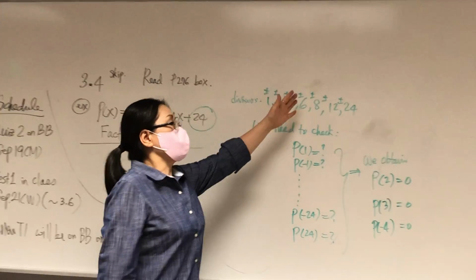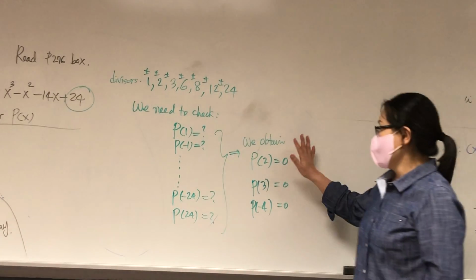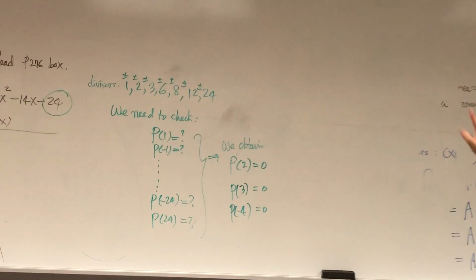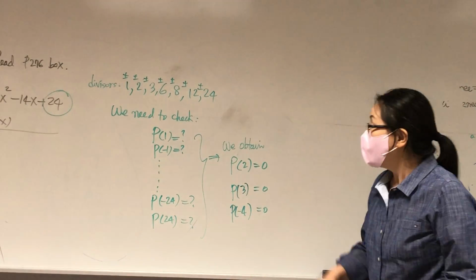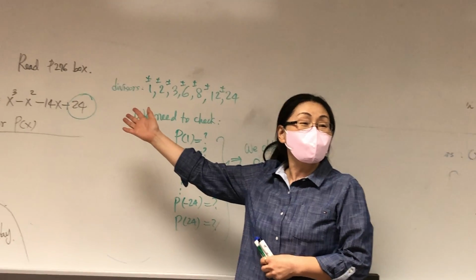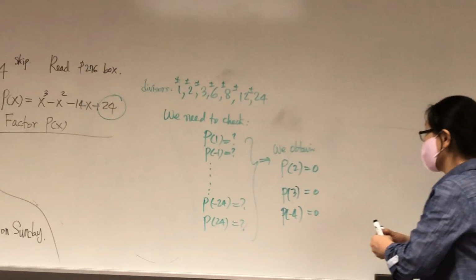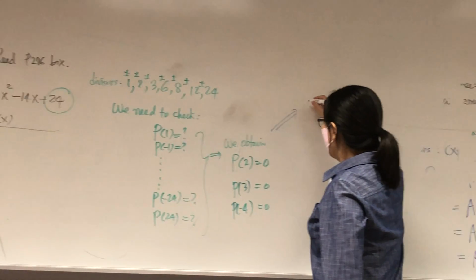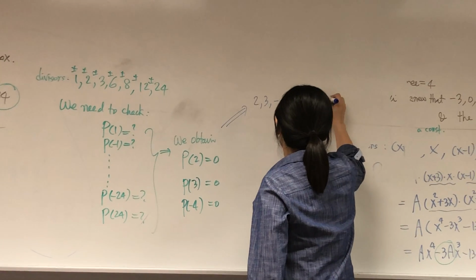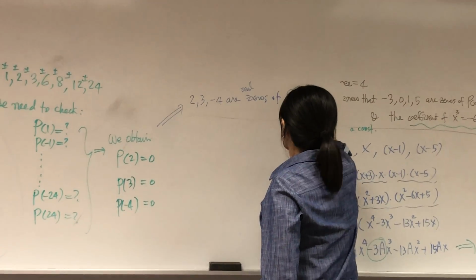You see? You have to do everything. I told you. So we got this result. How many zeros do you have by this testing? And what is the order of the polynomial? Oh, 3. So enough, right? So here what we know is that 2, 3, and negative 4 are real zeros of P of X.